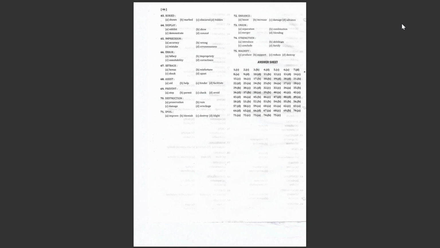Word 64 is display. Display means दर्शाना, दिखाना, clearly visible होना. So display का antonym होगा exhibit, demonstrate, show. Exhibit, demonstrate और show ये तो सब antonym हो जाएंगे display के. Exhibit means to show a certain characteristic of. Show का मतलब भी show. Demonstrate का मतलब भी होता है दर्शाना, प्रदर्शित करना. So the correct antonym would be option number D, conceal.